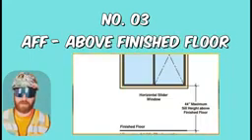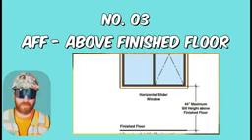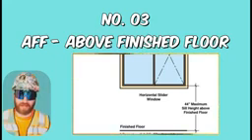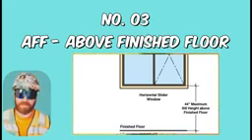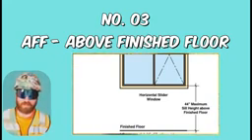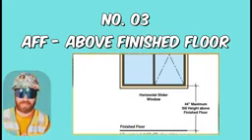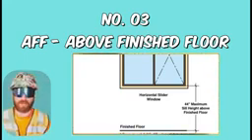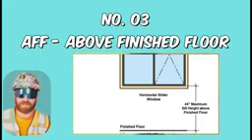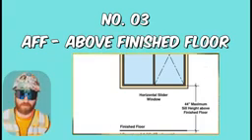AFF, or above finished floor. The construction drawings should provide you with an elevation that your slab or finished floor will be at. If, for instance, you have a mirror that says 4-foot AFF pointing to the bottom of the mirror on your plans, it just means that the bottom of the mirror should be installed 4 feet above the finished floor elevation. It's just a baseline point of reference to use.